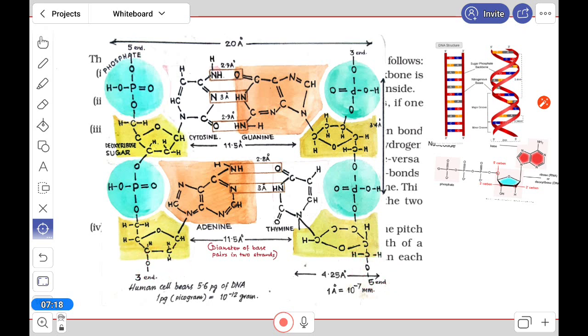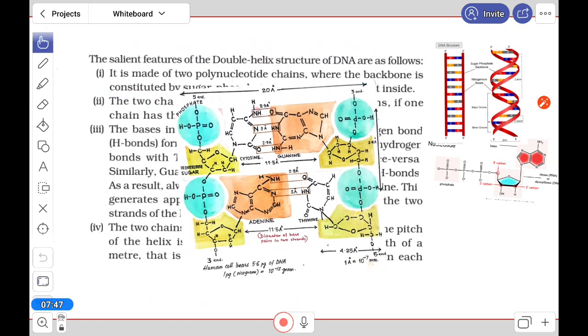It means that one goes in the 5 to 3 direction, and the other goes in the 3 to 5 direction. So this is called anti-parallel: parallel, but the arrangement is opposite. According to that connection, these names are given. So this is very important information, the 5' to 3' and the 3' to 5', that we'll discuss afterward.